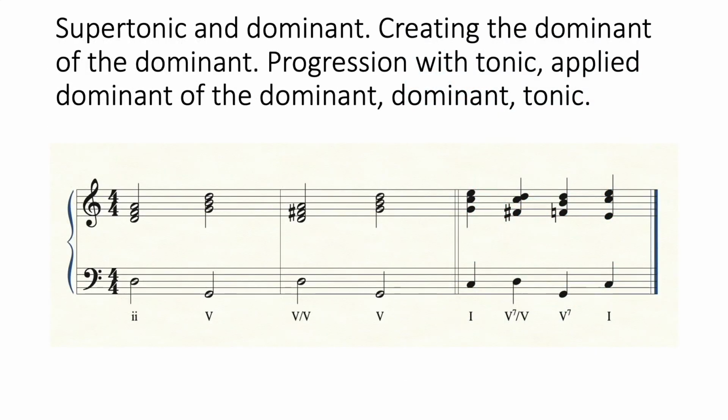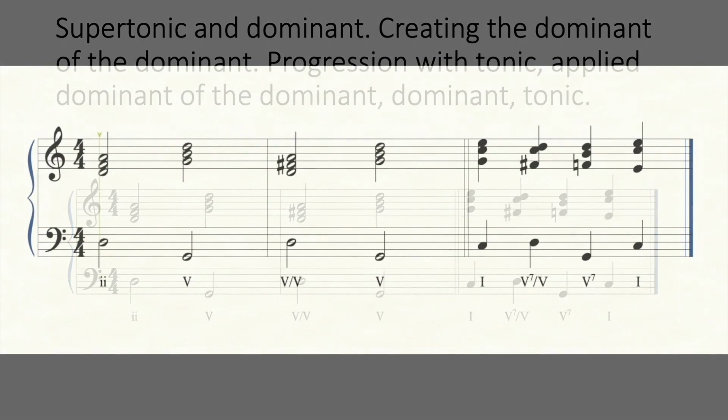In the first measure, we have the supertonic chord followed by the dominant chord in C major. If we raise the third of the supertonic chord, it becomes a major triad, and this can function as the applied dominant leading to the dominant chord, the 5 of 5 leading to 5. In the last measure, we have a progression starting on the tonic, then the applied dominant of the dominant chord, then the dominant chord, and then finally back to the tonic chord.